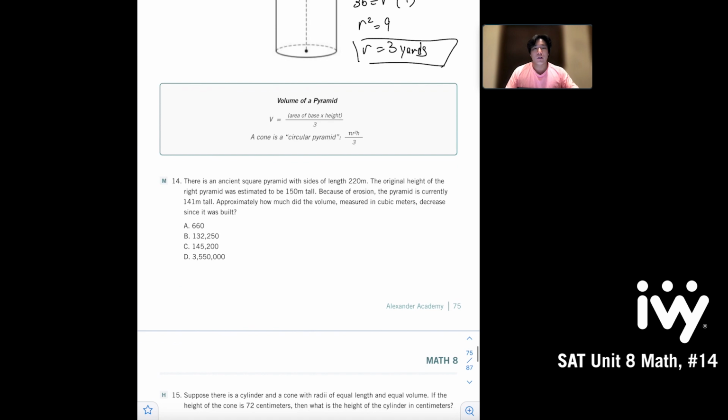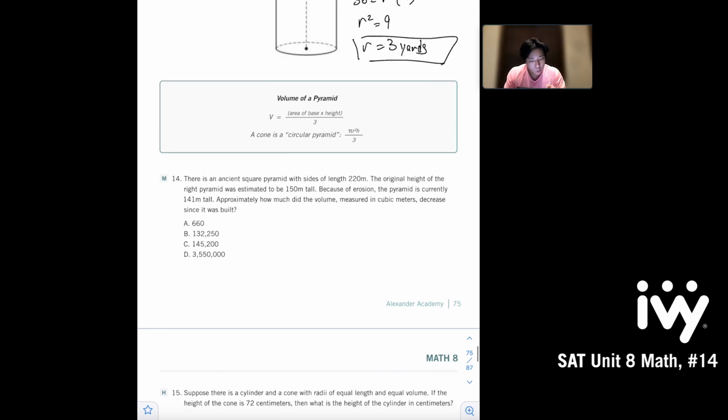Okay. Volume of a pyramid. So the volume of a pyramid is the area of the base times the height of the pyramid divided by 3. And a cone is essentially a circular pyramid. So what we're going to do is take the volume of the cylinder, or pi r squared h, and then divide that by 3.